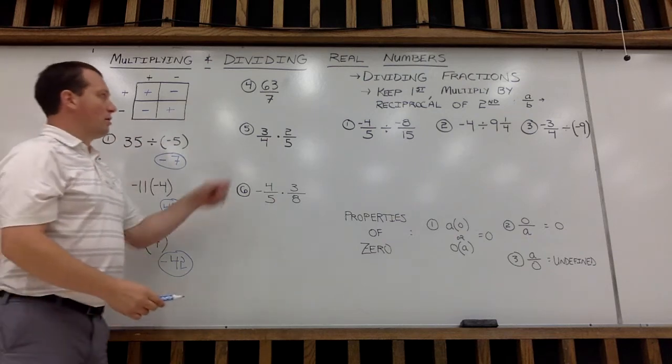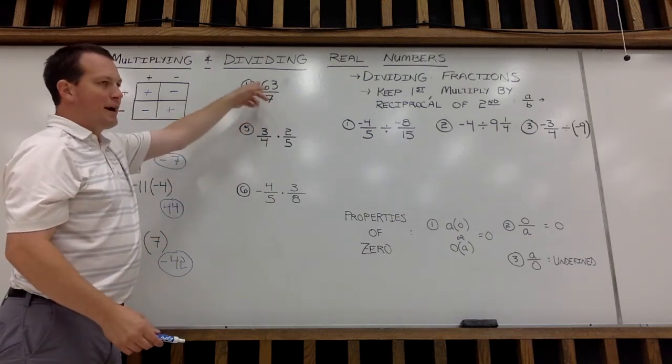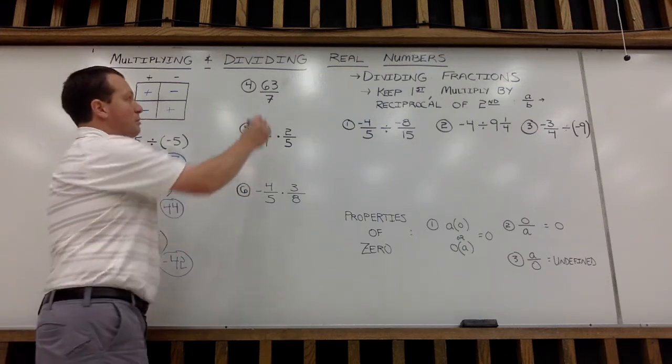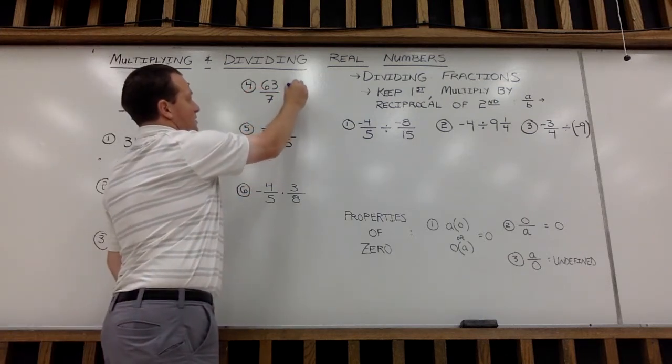Heading up to example 4, this is another way to write division, a fraction bar. 63 divided by 7, two positive numbers. I'm going to be at a positive 9.